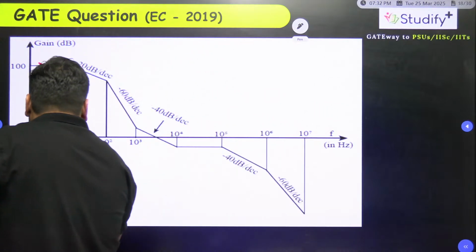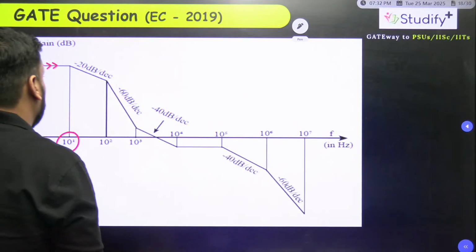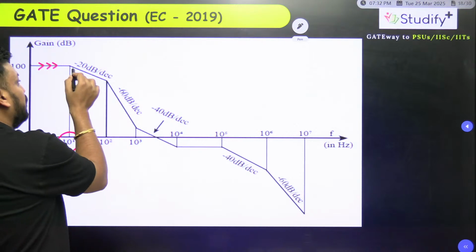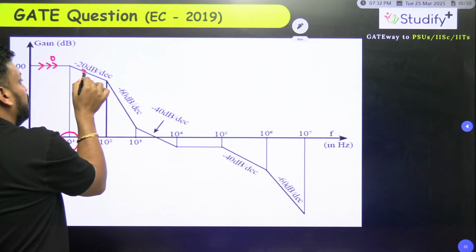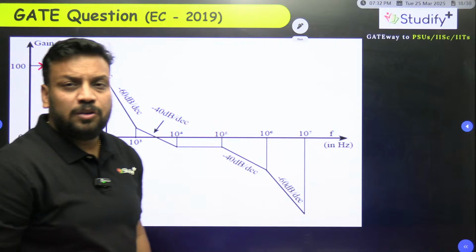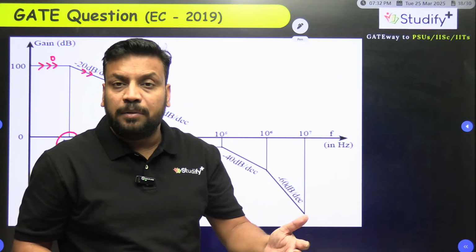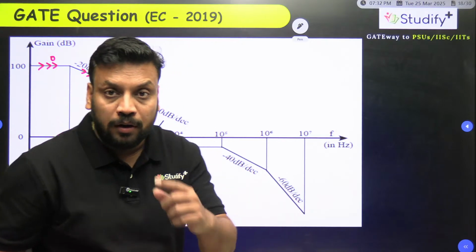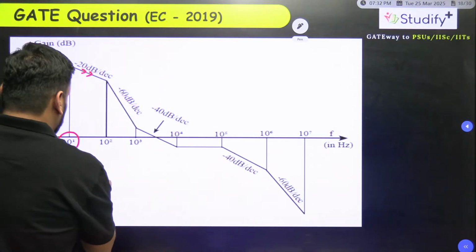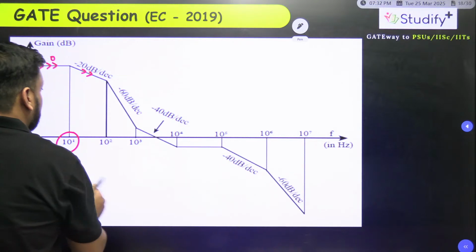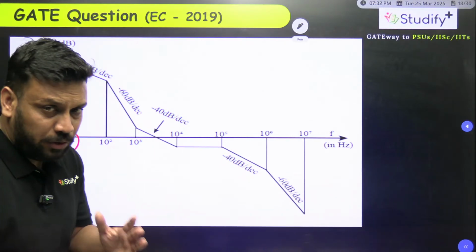Now tell me, guys, as soon as the 10 to the power 1 corner frequency comes, the slope change occurs, and the slope goes from 0 to -20. -20 slope means 0 में क्या करें कि -20 हो जाए? Of course -20 add करना पड़ेगा. So -20 means we are adding a pole. Pole means denominator. So should I write the transfer function? Or no need to write the transfer function, I am just counting the poles and zeros.